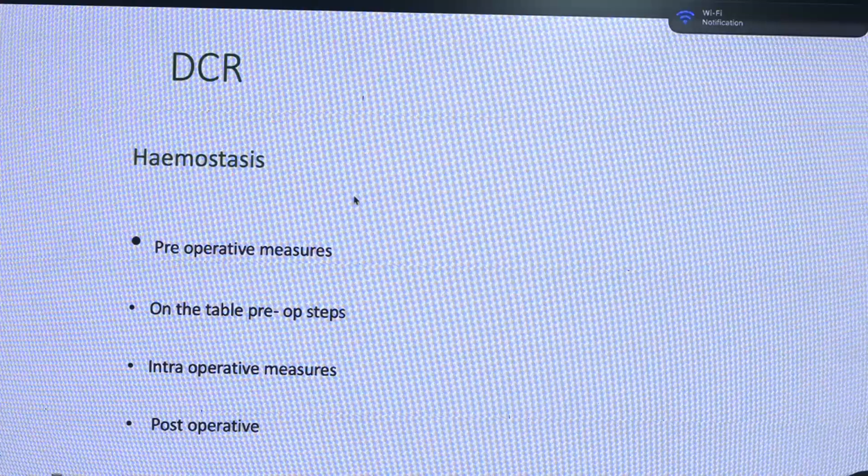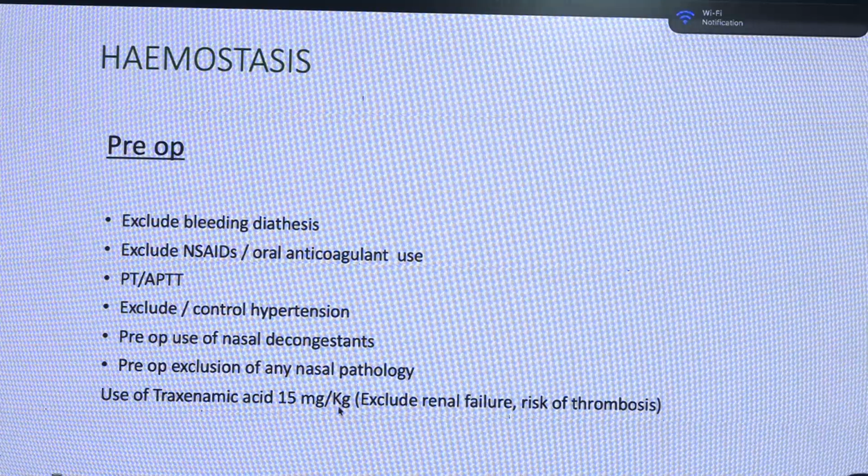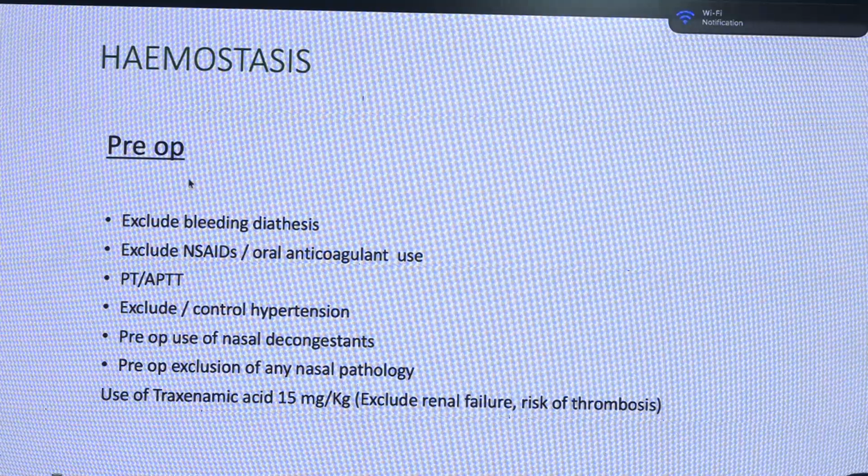So hemostasis, as was stressed, is vital: preoperative, on the table, intraoperative, and post-operative measures. You need to exclude bleeding diathesis, and for that PT and PTT are useful tools. Exclude the use of non-steroidal anti-inflammatory drugs and anticoagulants. A lot of patients these days are on some kind of anticoagulant therapy. So you work with the physician to optimize the dosage, stop them where you can, before you do the surgery. Control hypertension. Use nasal decongestants adequately.